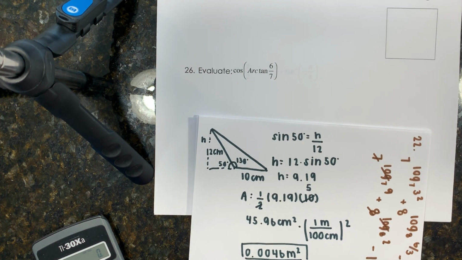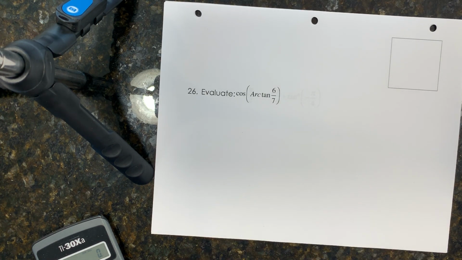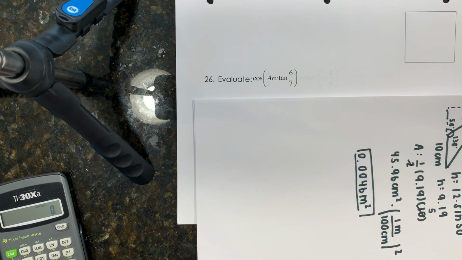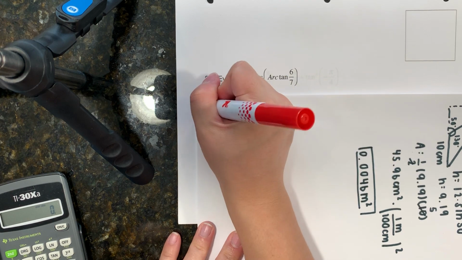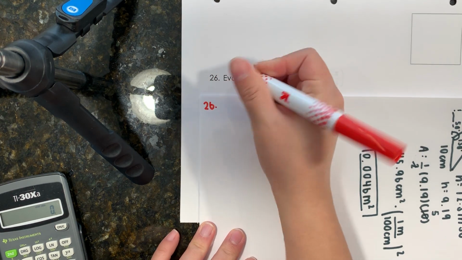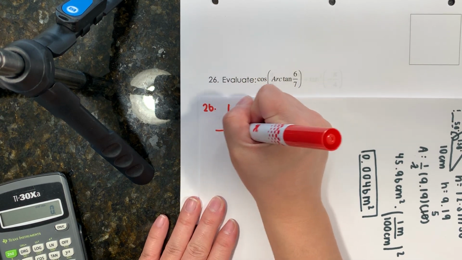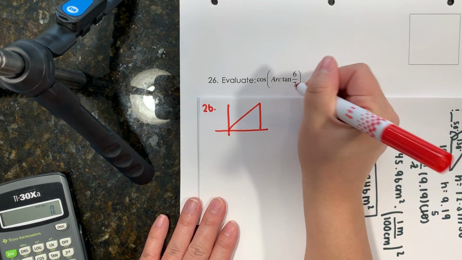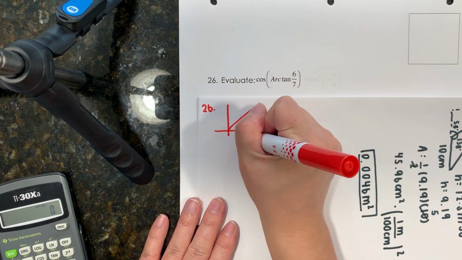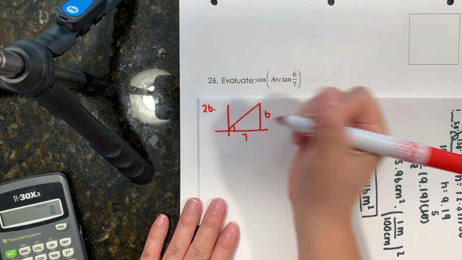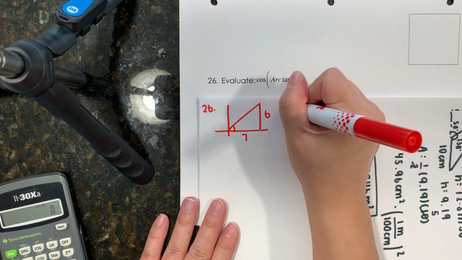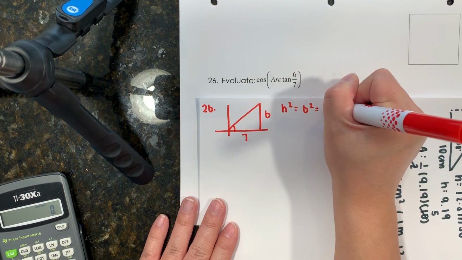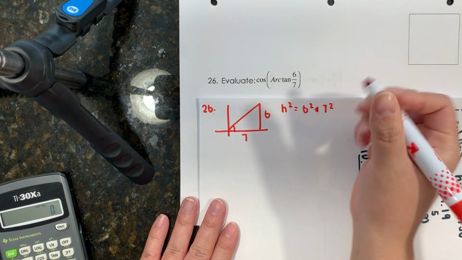Now looking at number 26. Number 26, we're doing cosine of arctangent. So arctangent, everything's positive in quadrant 1, so I would draw my triangle in quadrant 1. Tangent is the ratio of opposite over adjacent, so opposite would be 6, adjacent would be 7. Now I'm going to solve for the hypotenuse using the Pythagorean theorem. So h squared equals 6 squared plus 7 squared.